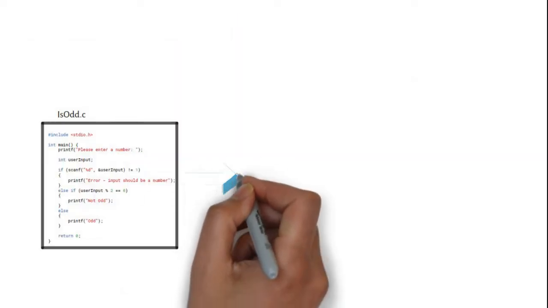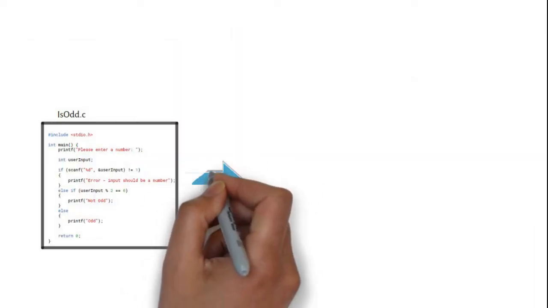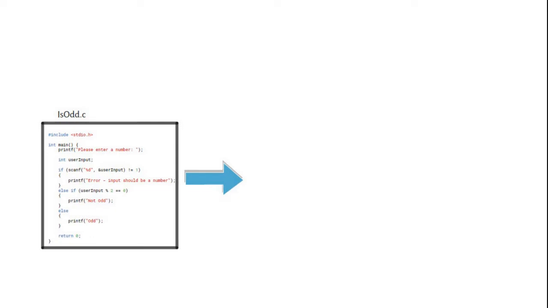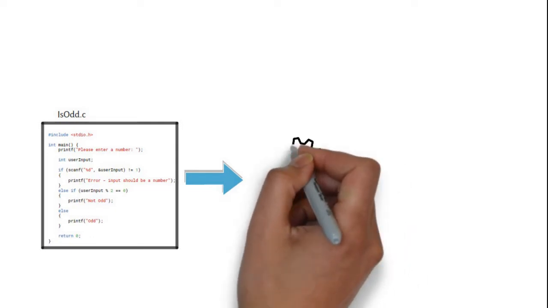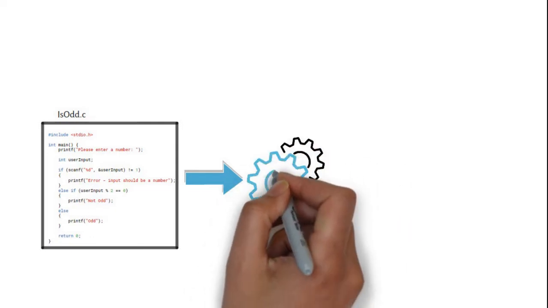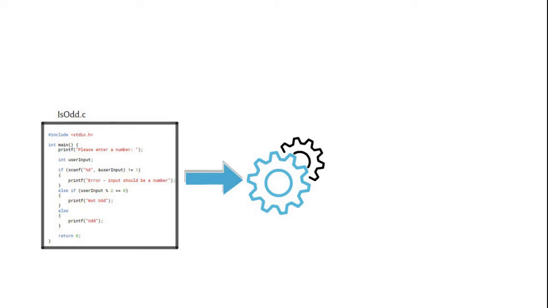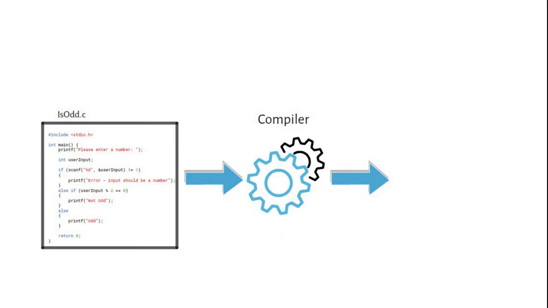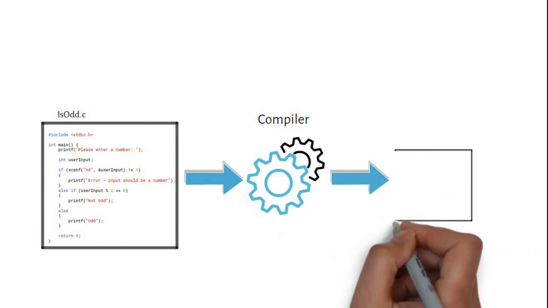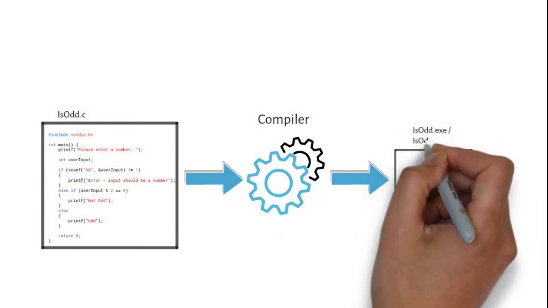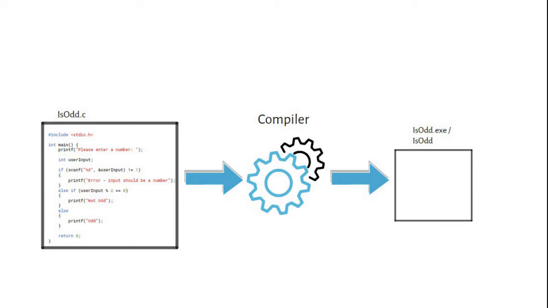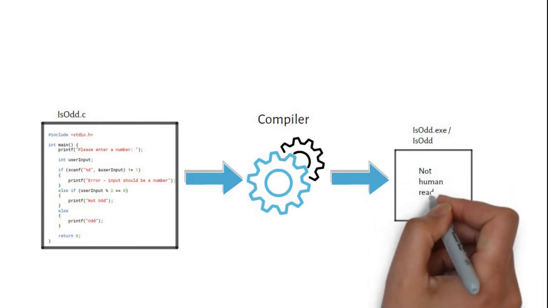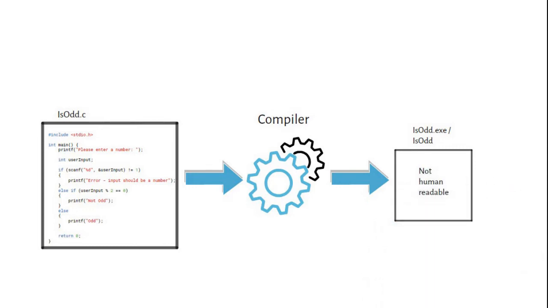Now that we have a source code file, our next step is to compile it. A compiler is a program itself, whose input is the source code and whose output is a file in a language that the computer understands. In our case, we give the compiler our isodd.c file, and it generates isodd.exe if you're on Windows, or just isodd if you're on Linux or Mac. The content of the output is not human readable, and we can run this file in order to run our program.